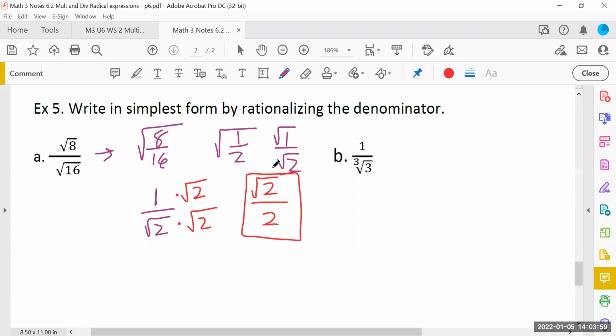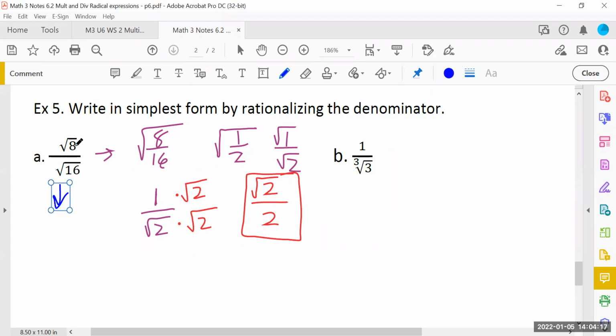There is another way to do this one. The other way would be to reduce both of these roots at the beginning. The square root of 8 is 3 2's. I can take one set of 2's out.